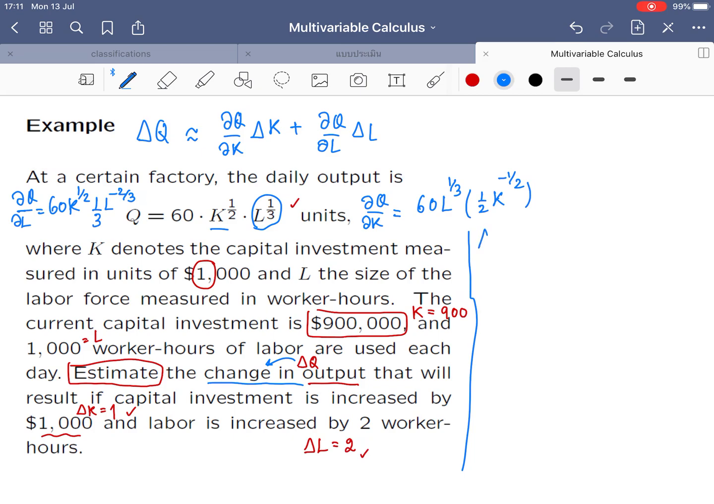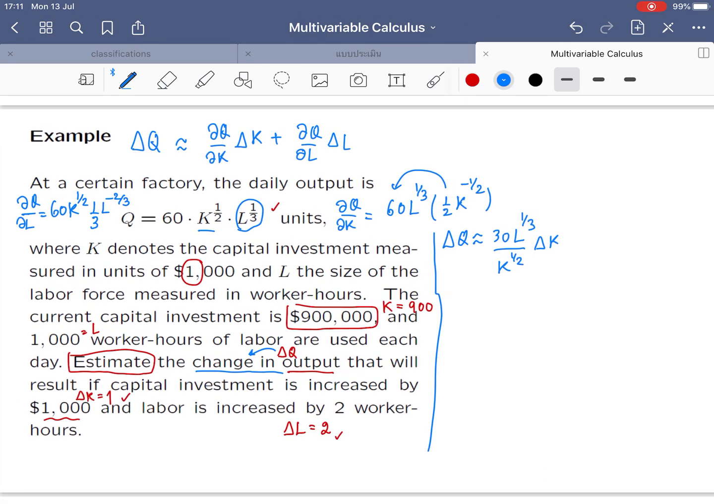So it means that your delta Q is approximated by this one. What is it that you got? 30 L to the 1/3 over K to the 1/2 with the delta K, all right, and here you have 20 K to the 1/2 L to the 2/3 delta L, right?